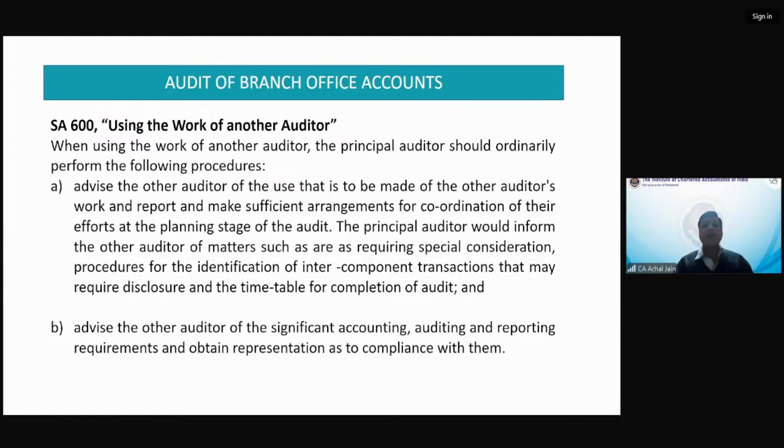to the principal auditor. So what will the principal auditor do? In his audit report, he'll say that these branches were audited by other auditors, and I'm relying on their work. But at the same time, auditing standards require that if the principal auditor is not comfortable, then over and above what the branch auditors have done, the principal auditor can also perform some additional procedures in respect of those branches. Why? Because eventually it's his responsibility to audit the company as a whole.